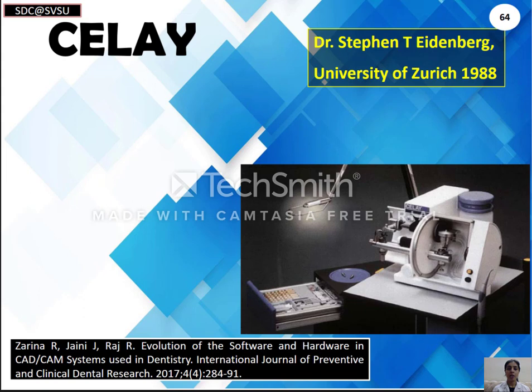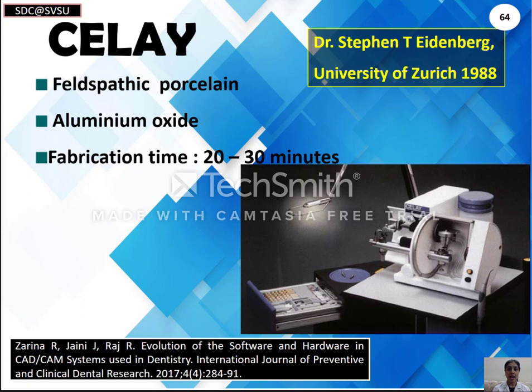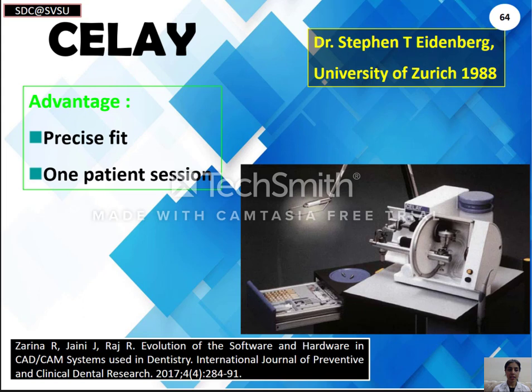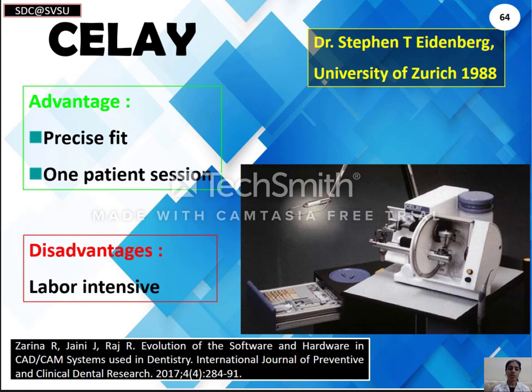Celay. It was introduced by Dr. Steffen Eidenbenz in the year 1988. It is basically used for the manufacturing of feldspathic porcelain and aluminium oxide. The fabrication time required is around 20 to 30 minutes. It has the advantage of having a precise fit and can be fabricated in one patient session. The disadvantages include it is very much labor intensive.